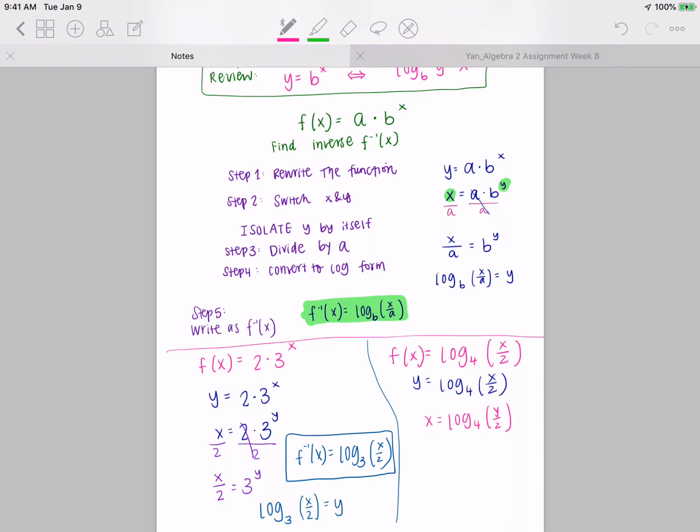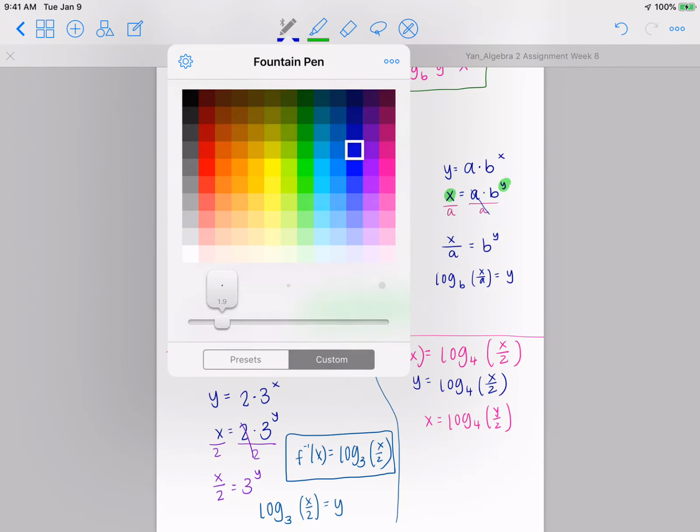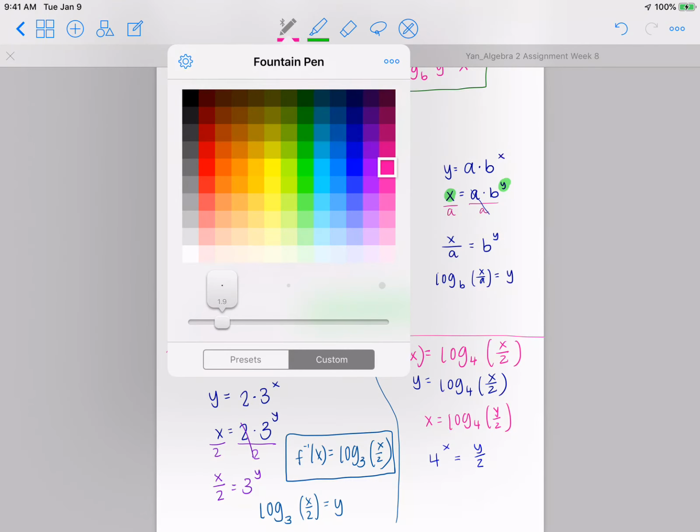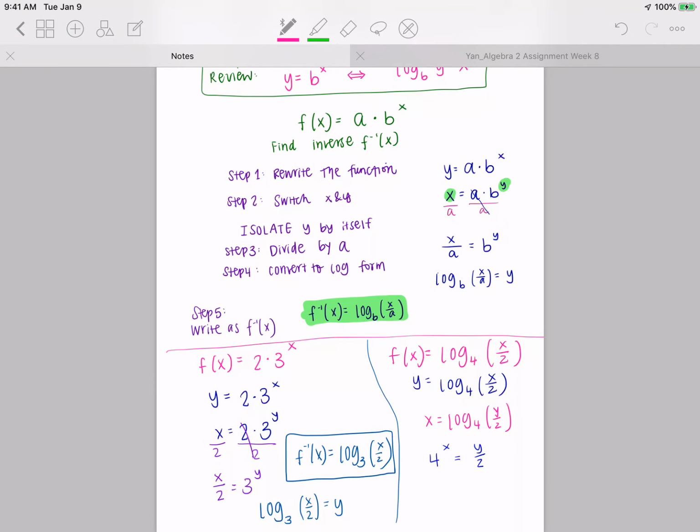Okay, it seems like there's nothing I can do because everything is inside the log right now. So I have to rewrite this first, which is base 4 to the x power equals y over 2. And I almost have my y standing by itself. I have to multiply by 2 on both sides. So it would be y equals 2 times 4 to the x power.